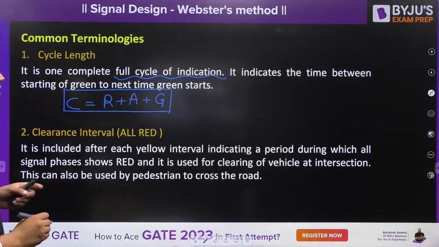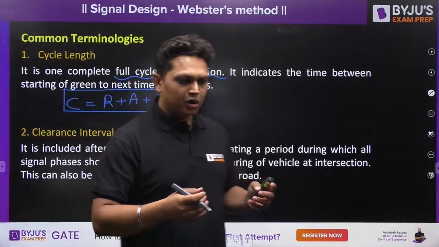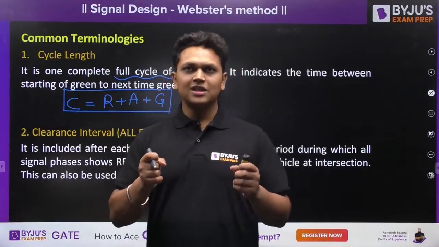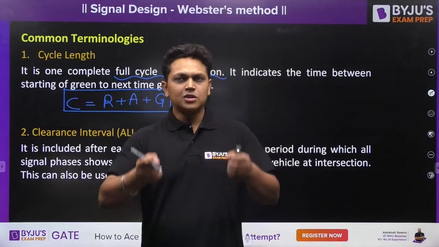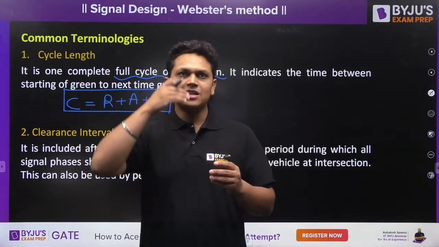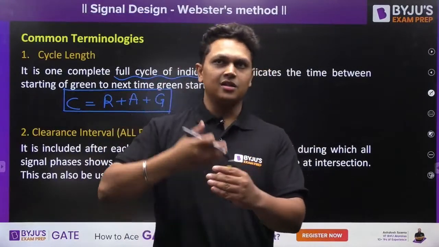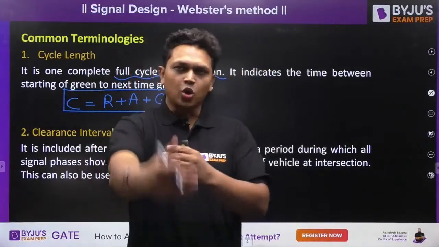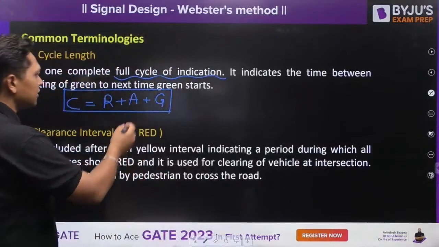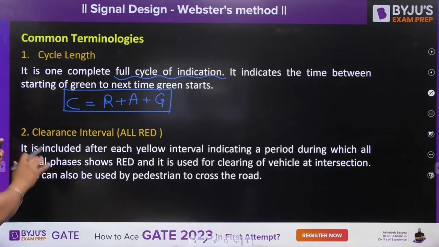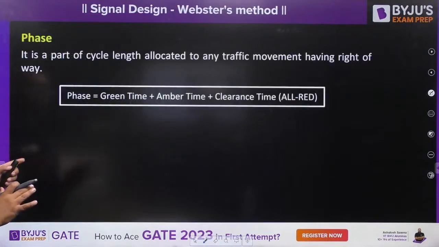Suppose you are at a traffic light and you see a green signal. Once you see a green signal, the time until you again see the green signal is your total cycle length. So that is the total cycle length. First I will explain this, then we have this clearance interval. I will come back to this one once again.